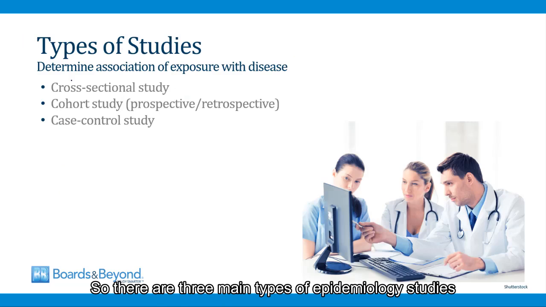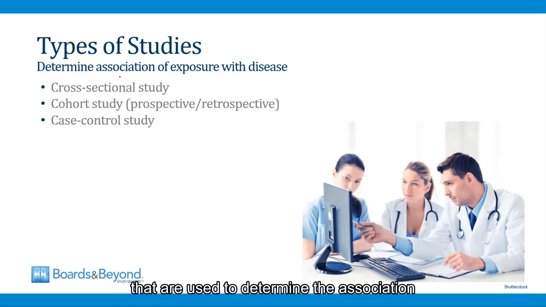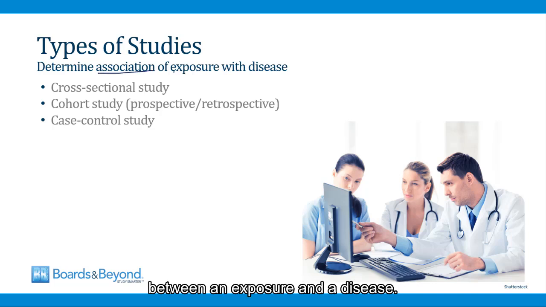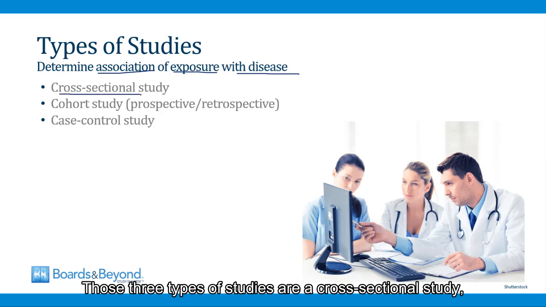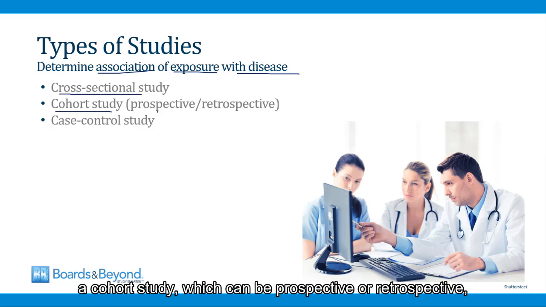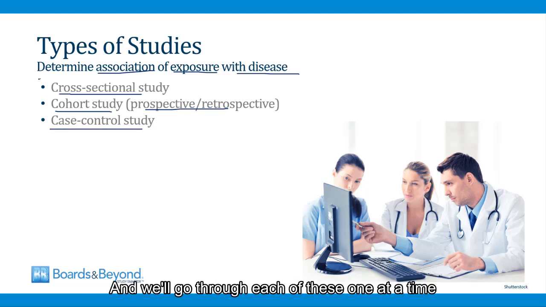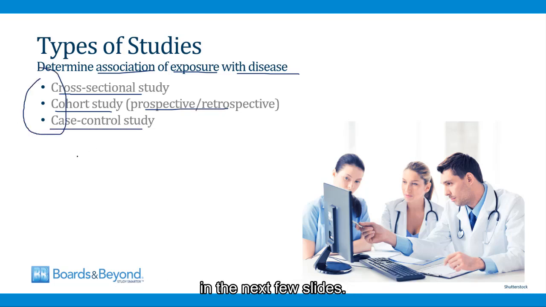So there are three main types of epidemiology studies that are used to determine the association between an exposure and a disease. Those three types of studies are a cross-sectional study, a cohort study, which can be prospective or retrospective, and a case control study. And we'll go through each of these one at a time in the next few slides.